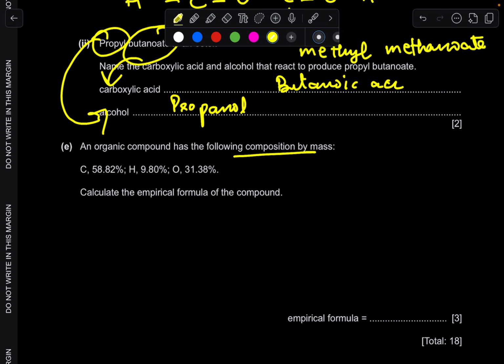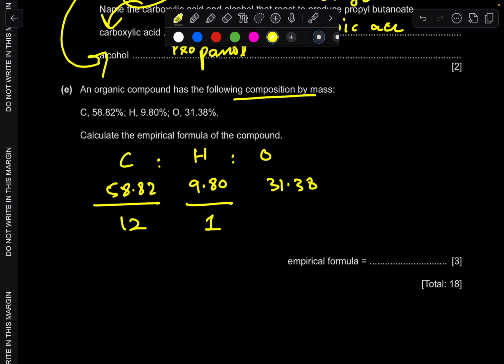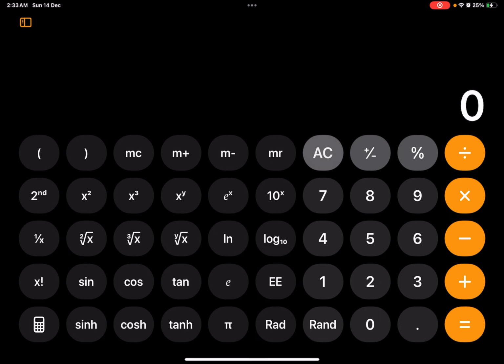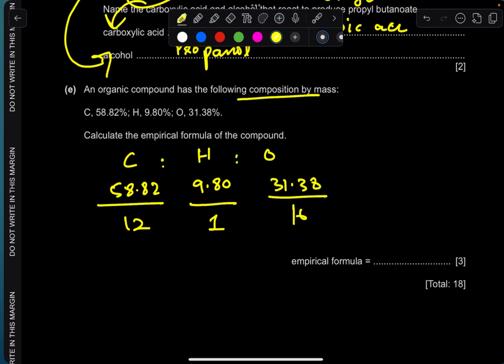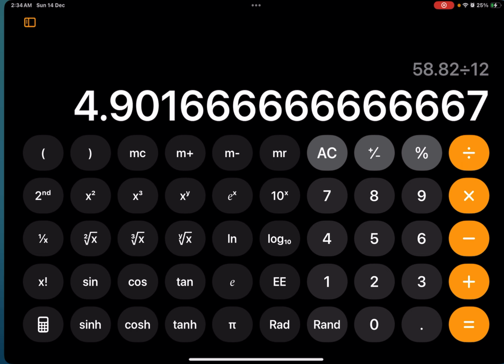An organic compound has the following composition. Okay, we have to calculate the empirical formula. So what are we going to do? Carbon, hydrogen, oxygen: 58.82, 9.80, 31.38, divided by their masses. 58.82 divided by 12 gives me 4.9. So here's 4.9, here's 9.80, and 31.38 divided by 16.